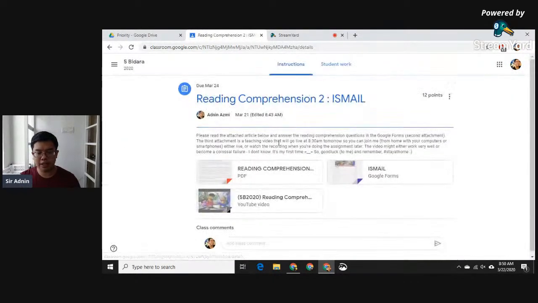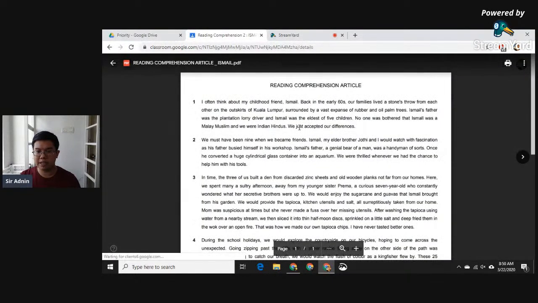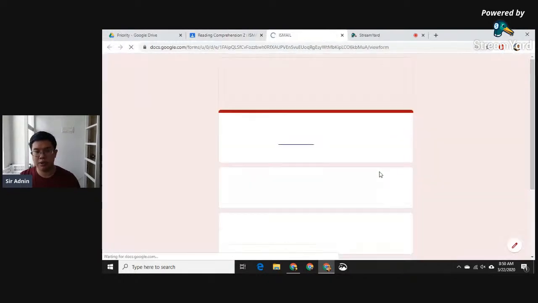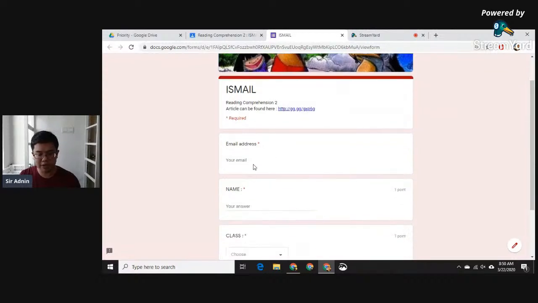Inside here, there are 3 documents that I've given you. The first one is the reading comprehension article. This is a standard text about Ismail, a childhood friend. But we're not going to open that, because every time we try to answer reading comprehension, the best thing to do is to read the questions first. Remember, if you read the questions first, you get to guess what the article is about, and when you read the article later, it will be a lot easier.